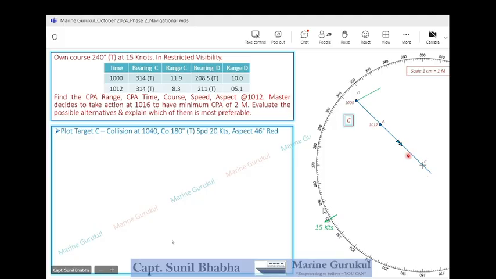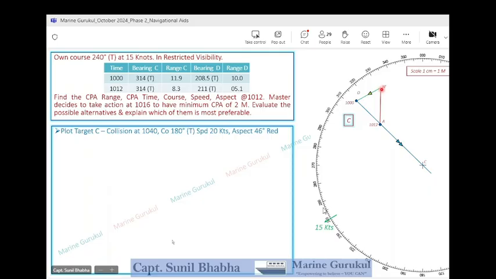We can see the relative line of approach is passing exactly from the center, or from the own ship position, indicating that the target is on a collision course. Let us now plot own ship's course vector. From point O, in the reverse direction of our course, we mark off this green color vector, O to W. Now WO represents own ship's course and distance steamed in the plotting interval of 12 minutes.